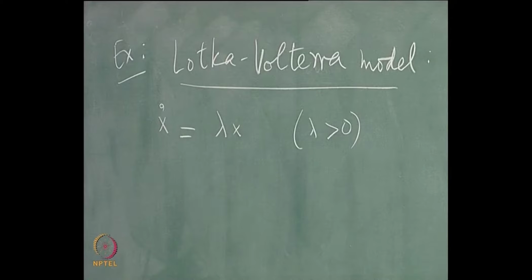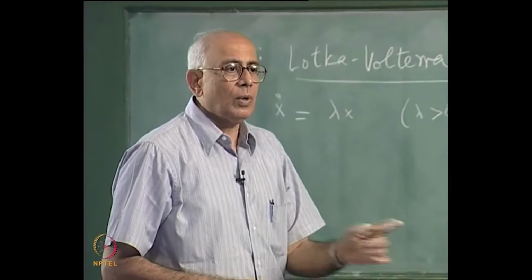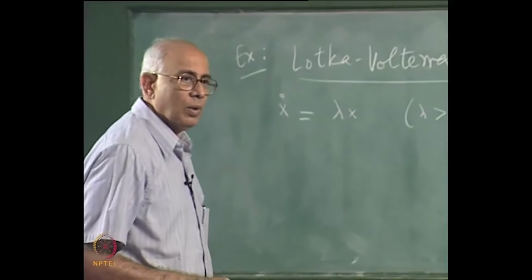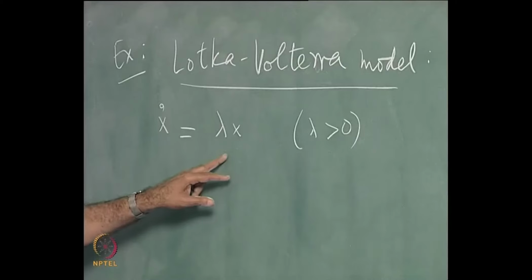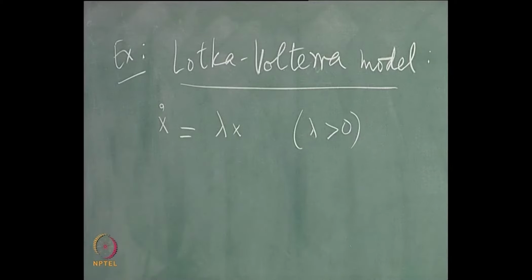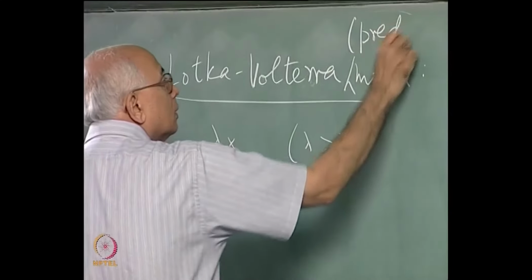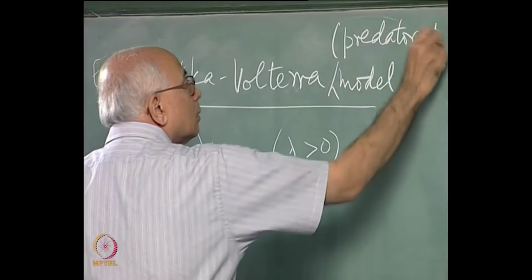The flow would be very simple in this case. You do not worry about negative X at all, it is not physical. If you start with any X that is positive, it is going to move along the X axis and blow off exponentially like e to the lambda t. So it is an unstable fixed point at the origin. And now suppose you have some predators which eat these rabbits, say foxes, that is the original example. So this model goes by the name of the predator prey.